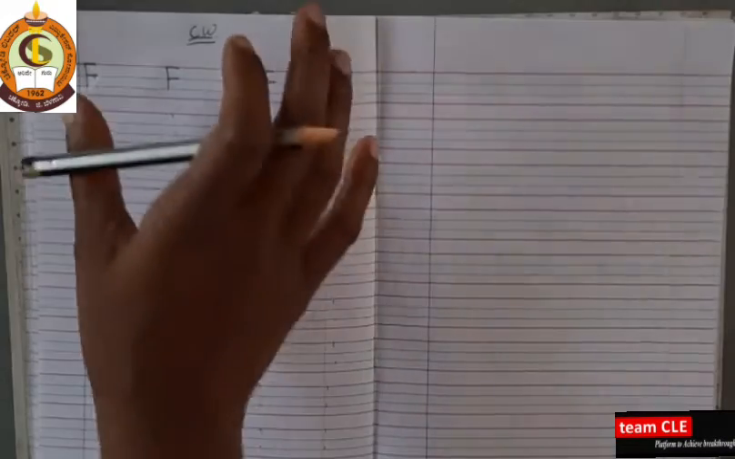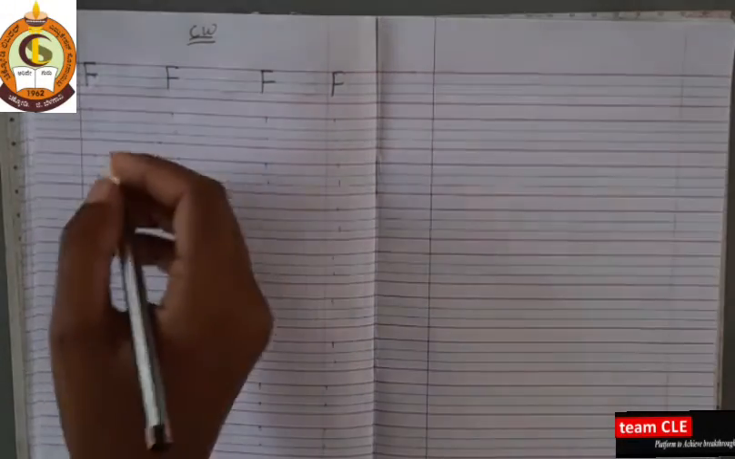Is it? Can you see? Yes. It is clear, no? Yes. So like this you put the dots and with the help of these dots you have to write the letter F. Okay. Right now.